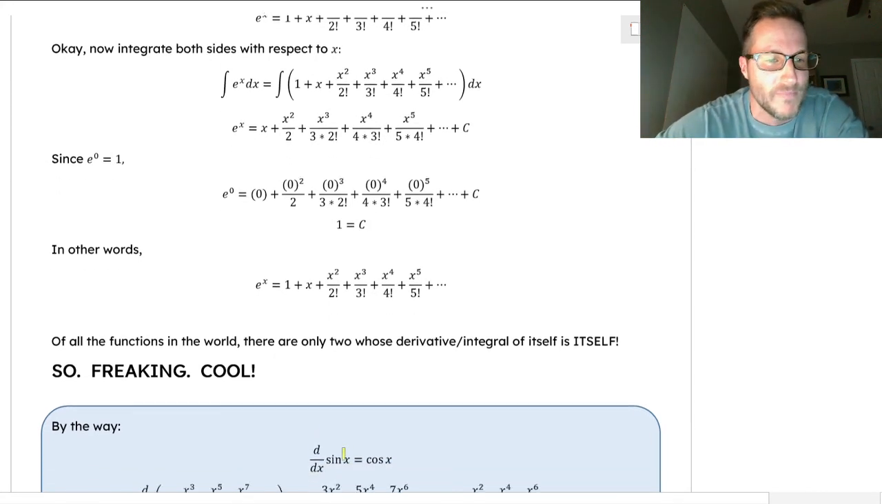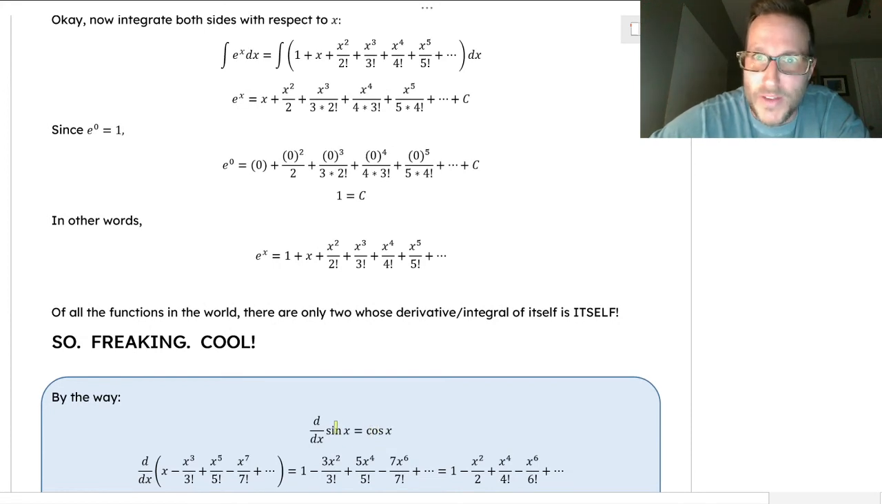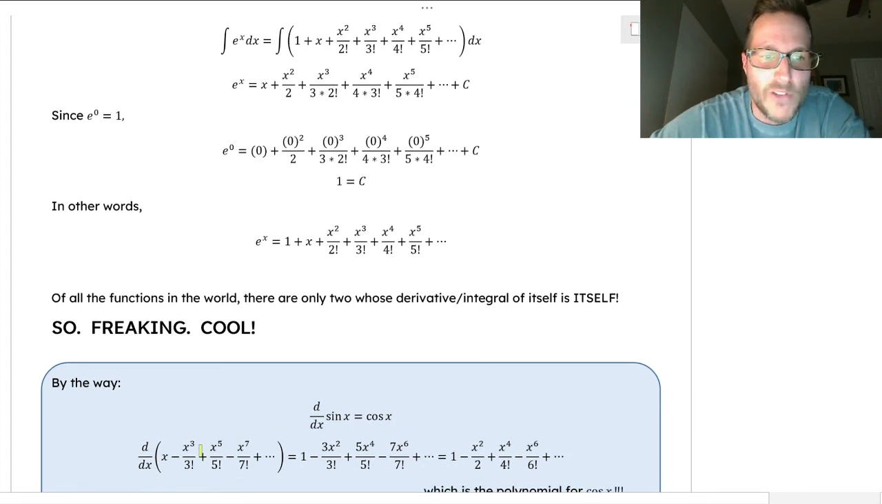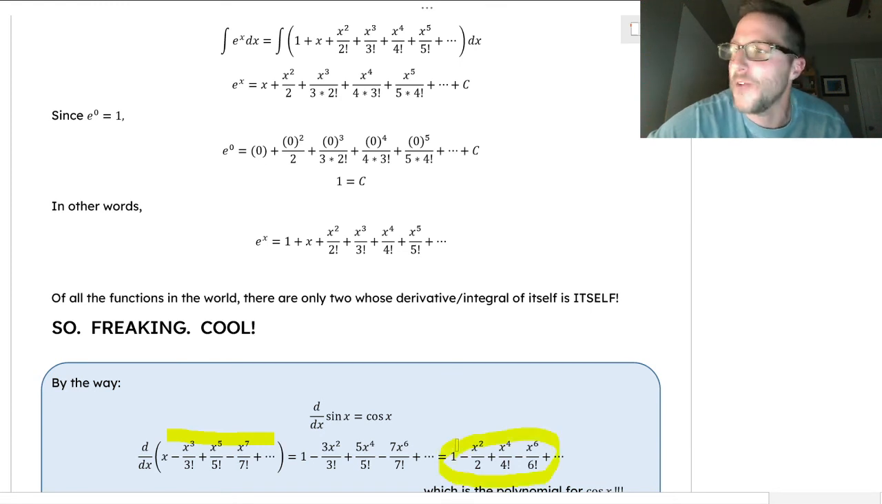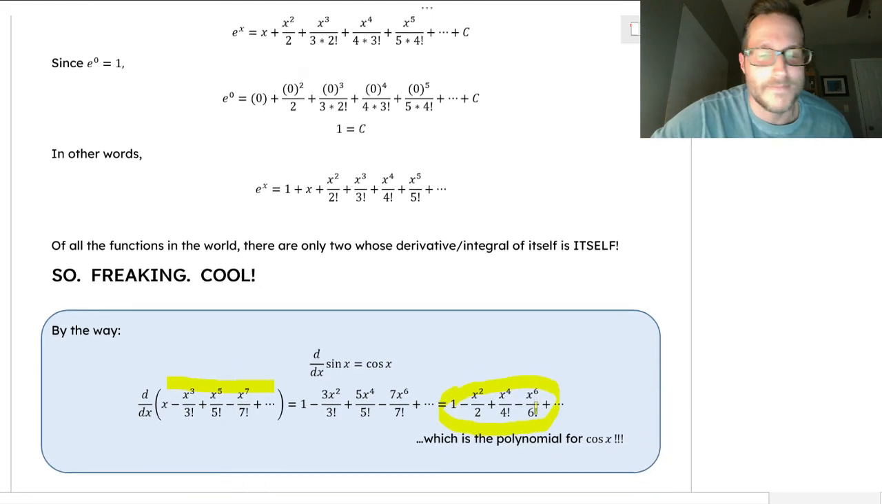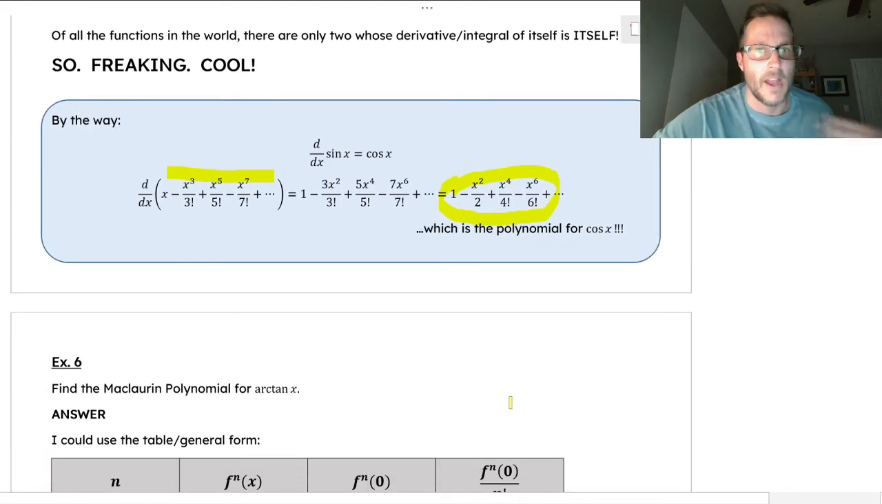Oh yeah, and by the way, the derivative of sine x, it's cosine x. Little spoiler alert there. Well, if you take the sine x polynomial right here under that yellow big bar, the derivative of x is 1. The derivative of x cubed over 3 factorial is 3x squared over 3 factorial. Then the derivative of x to the 5th over 5 factorial has 5x to the 4th. And then you simplify. You get this critter over here. That look familiar? Oh yeah, that's this cosine x Maclaurin polynomial. Wicked, wicked, wicked.